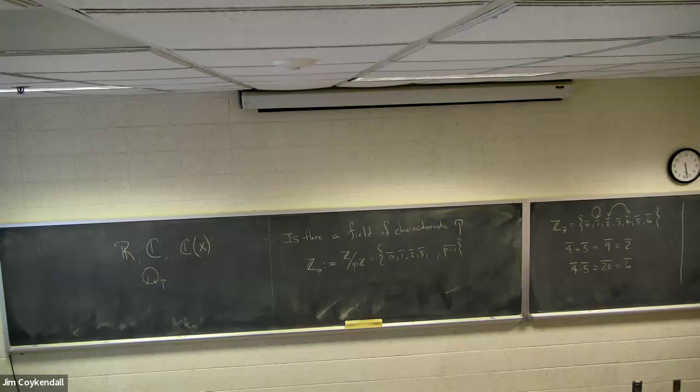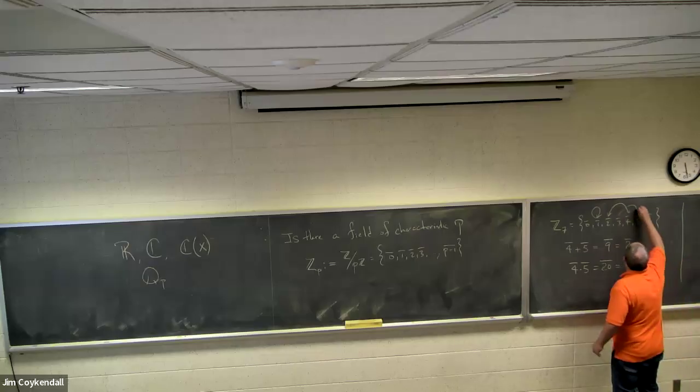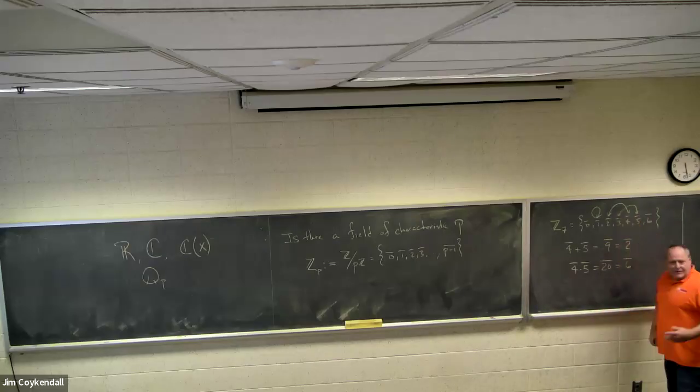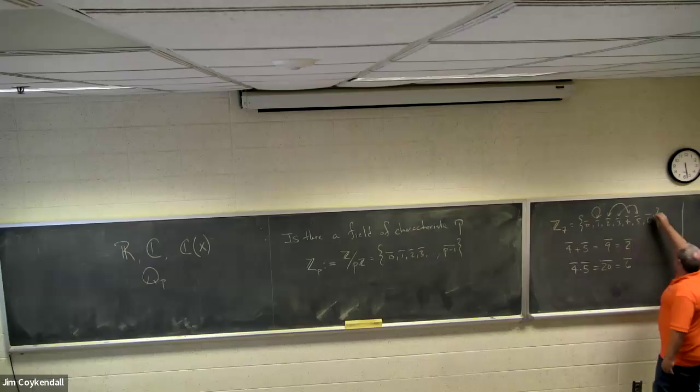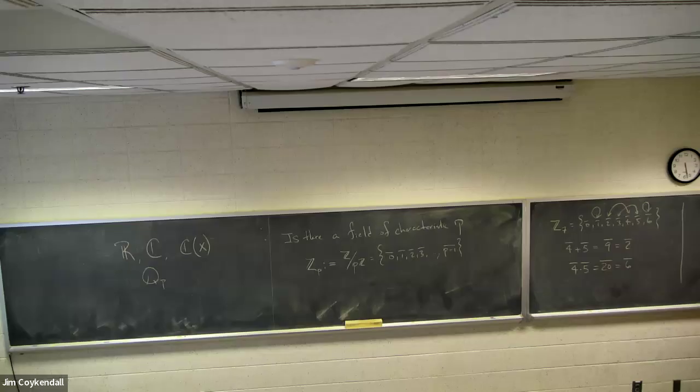How about 3 bar? 5 bar. Looks like it's 5 bar to me too. 3 times 5 is 15, which is 1. And what about 6 bar? Well, just like -1, it's its own reciprocal. So this is in fact a field.